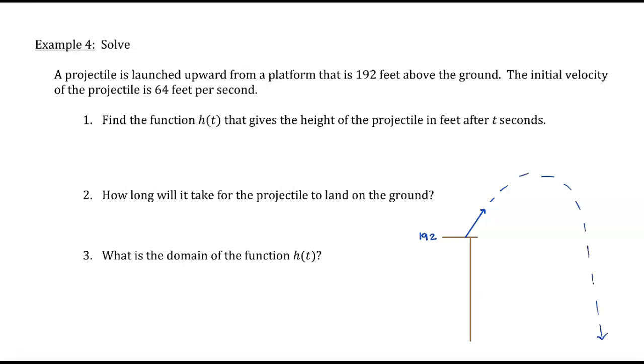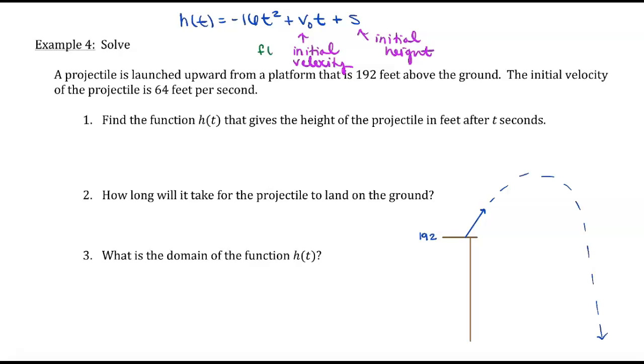We're asked to first find a function, h of t, that gives the height of the projectile in feet after t seconds. In order to do this, we need to introduce a formula that models the velocity of a projectile. h of t is equal to negative 16t squared plus v naught times t plus s. v naught is equal to the initial velocity in feet per second, and s is the initial height in feet. So if we are given an initial velocity in feet per second and an initial height in feet, we can write the function that gives the height of the projectile in feet after t seconds.